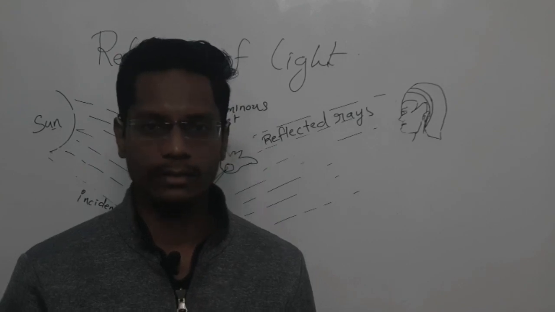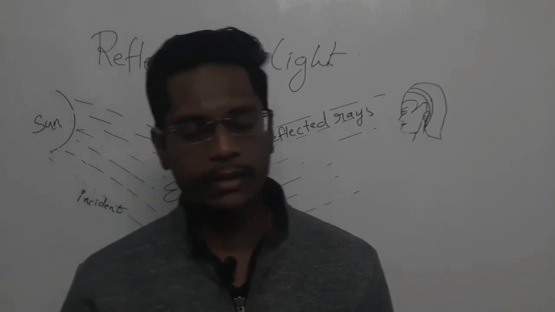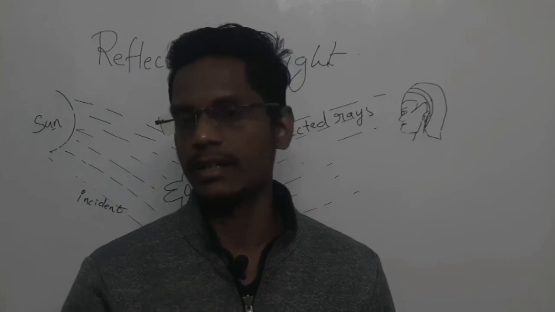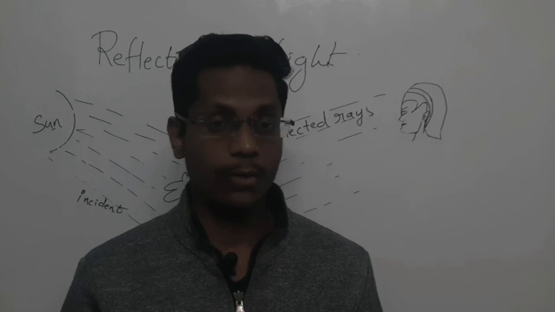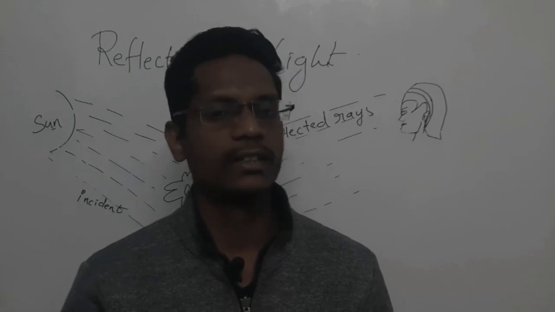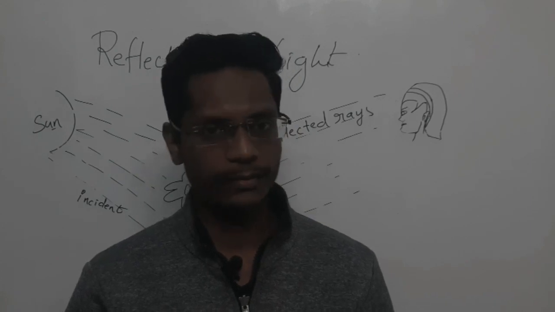But the mirror through which we can see our face, we call it a regular surface, or the reflection that occurs due to these kinds of objects or smooth surfaces, we call it regular reflection. Clear up to this?